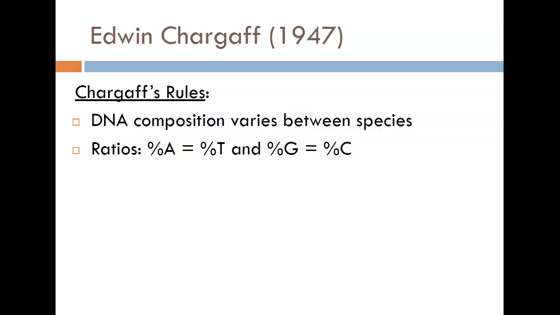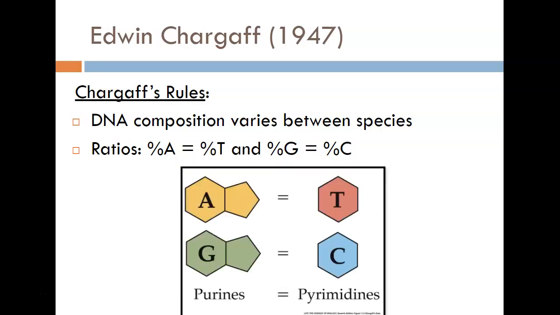Whatever percent A was always the exact same as T. And whatever percent G was always the exact same as C. So he was really the one who came up with the base pairing rules based on those percentages to say that A always pairs with T and G always pairs with C.